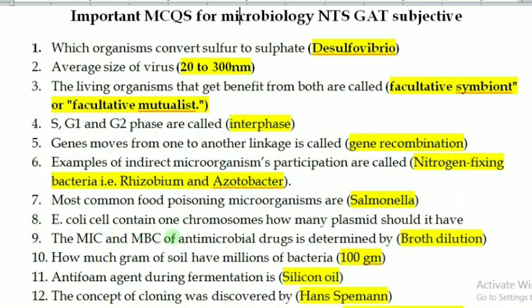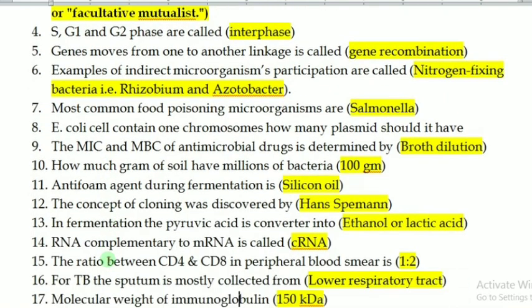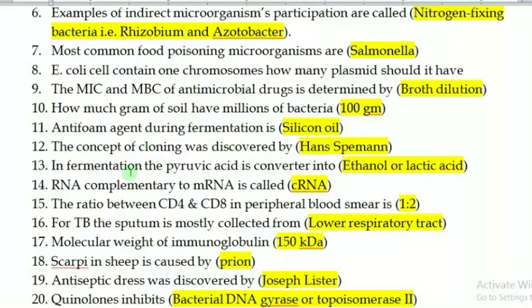Then we have: E. coli contains one chromosome. How many plasmids should it have? You can write the option by yourself. The next MCQ says that the MBC of an antimicrobial drug is determined by broth dilution. Another MCQ says: how many grams of soil have millions of bacteria? So 100 grams of soil have millions of bacteria.